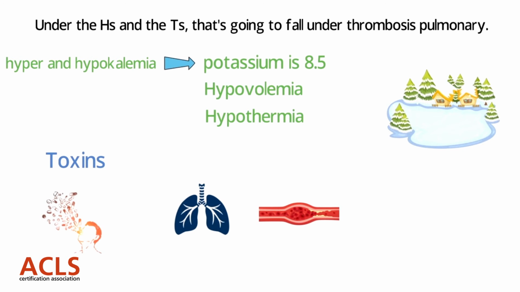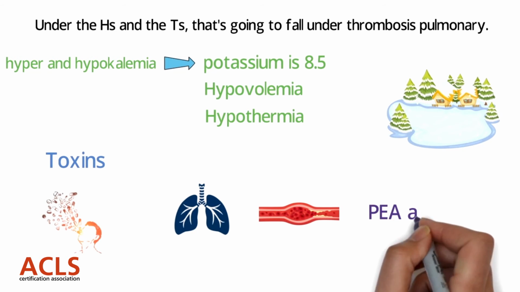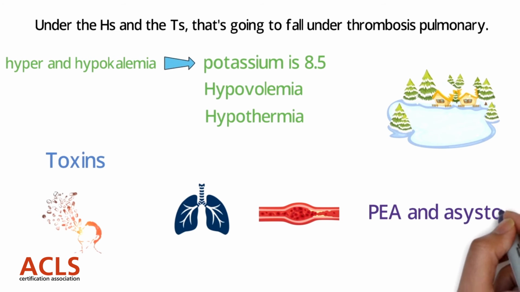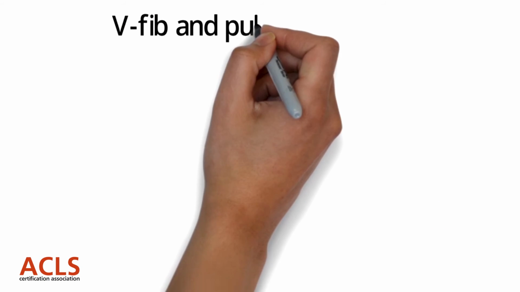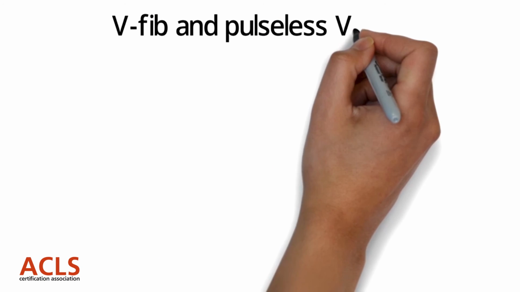So that kind of wraps up what you're going to do for PEA and asystole. You're just going to keep repeating this until we get our patient back. So next, let's talk about VFib and pulseless VTAC.